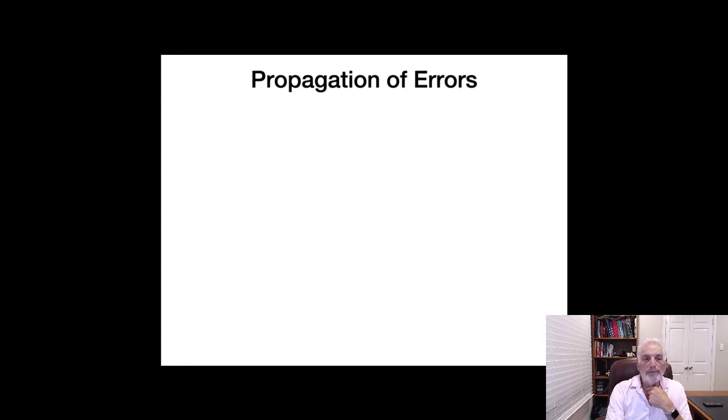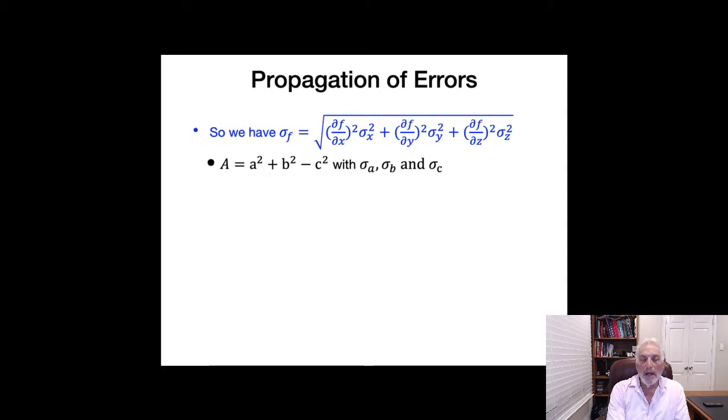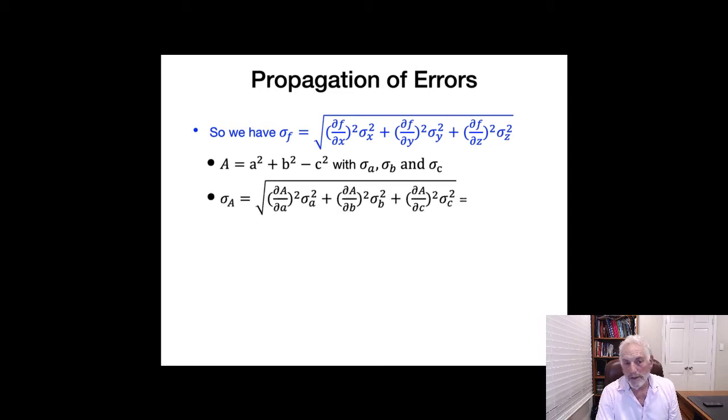Okay, let's do a different example. Here's our formula again. Let's say that A is equal to a squared plus b squared minus c squared. And this could, for example, be the remainder squared of the uncertainty from the Pythagorean theorem, where you have a triangle with a side plus b side, and you want to see if it's equal to the hypotenuse. So let's see how we would do the propagation of error here. We say that sigma A is the square root of the partial of A with respect to little a squared, sigma a, the partial of A with respect to b squared, and so on.